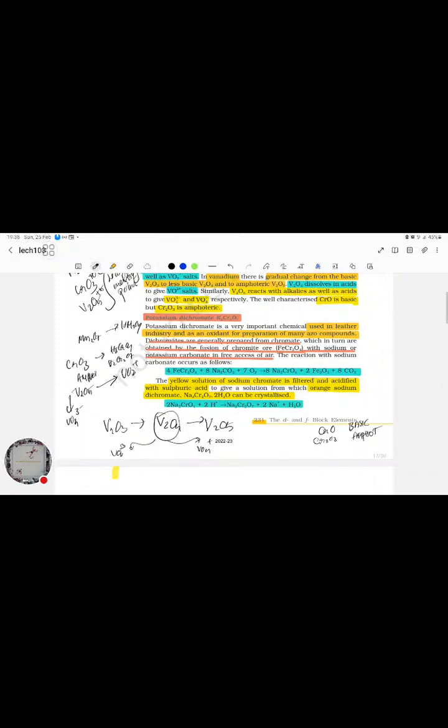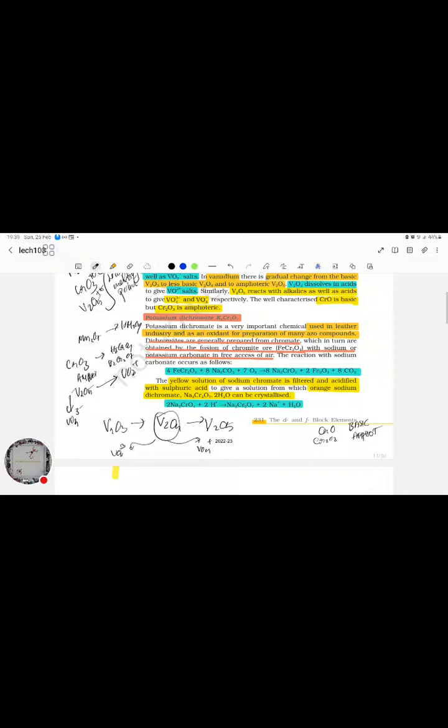So potassium dichromate is a very important chemical used in the leather industry and as an oxidant for preparation of many azo compounds. Although it is a very good oxidizing agent in the preparation of a lot of organic compounds, it is also used in the leather industry. Dichromates are generally prepared from chromates, which in turn are obtained by the fusion of chromite ore with sodium or potassium carbonate. Chromite ore is basically ferrous chromite, FeCr2O4. From chromate we will obtain the formation of dichromate.